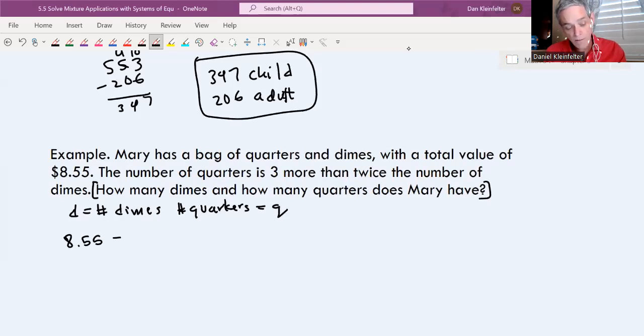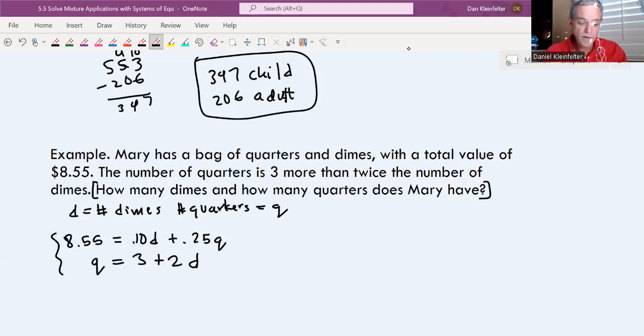$8.55, it will be 10 cents for each dime, so that's 0.10 times the number of dimes, and then quarters, 0.25 times Q. So 25 cents for each quarter times the number of quarters. And that's the dollar amount question, or part of the question. And then the second sentence, the number of quarters, that's Q, is 3 more than twice the number of dimes. Okay, so we're having Q is 3 plus 2D. That's the second sentence. So this will be our system of equations.